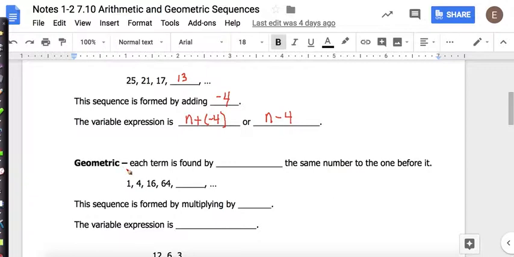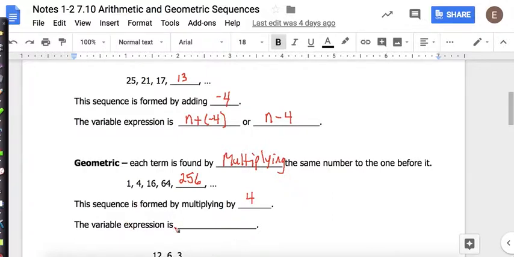Let's look at geometric. Geometric, each term is found by multiplying the same number to the one before it. Now, we have 1, 4, 16, 64. Notice that the pattern is multiplied by 4. So 64 times 4 would give me 256. And we say the sequence is formed by multiplying by 4. Now you don't have the word "by" on your note sheet, so add "by 4" in that blank on your note sheet.